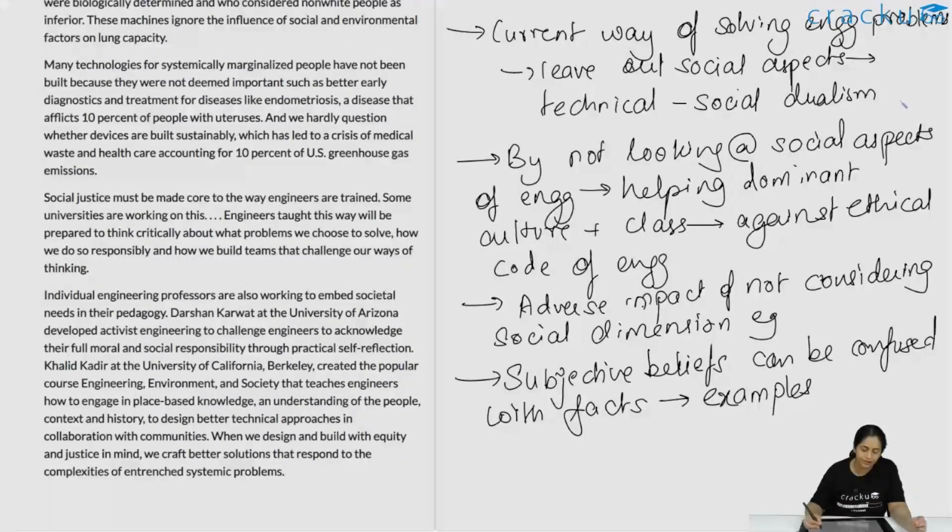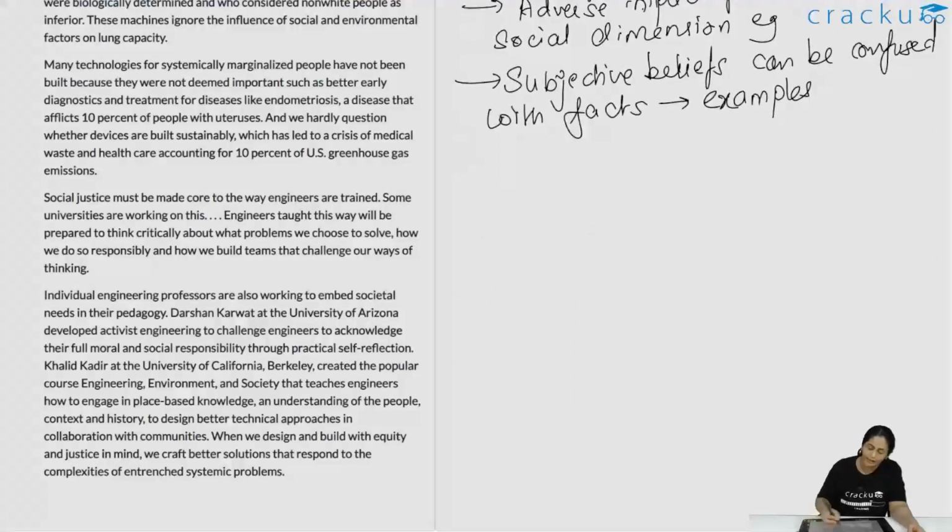Many technologies for systematically marginalized people have not been built because they were not deemed important, such as better early diagnostics and treatment for diseases like endometriosis, a disease that afflicts 10% of people with uteruses. And we hardly question whether devices are built sustainably, which has led to a crisis of medical waste and healthcare, accounting for 10% of US greenhouse gas emissions. So essentially, the author is saying that certain medical devices were not built not because they were not needed, but because they were needed by people whose needs were not considered important.